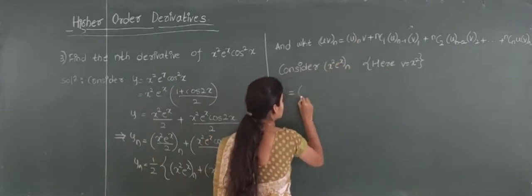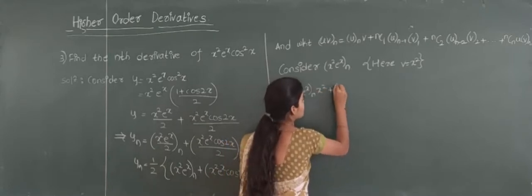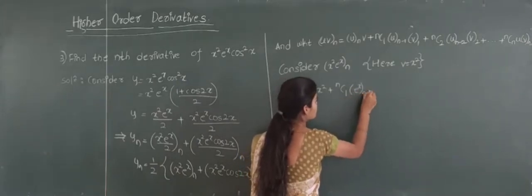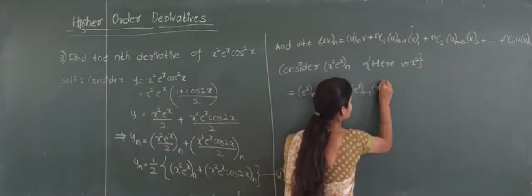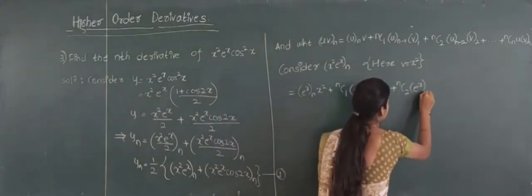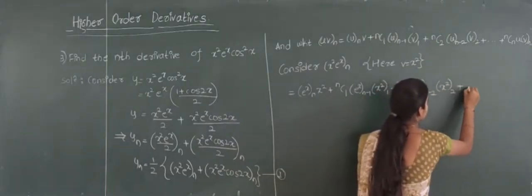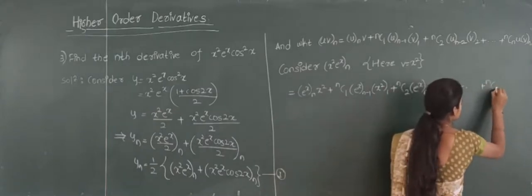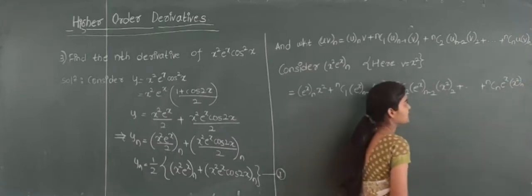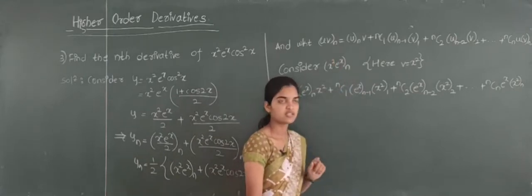Yes, u is e raised to x, nth derivative of e raised to x and x square as it is, plus nC1, n minus 1th derivative of u, that is n minus 1th derivative of e raised to x, first derivative of x square, plus nC2, n minus 2th derivative of e raised to x, second derivative of x square, and plus and so on. This will be nCn e raised to x, nth derivative of x square. So this is what we have got after using the Leibniz theorem.